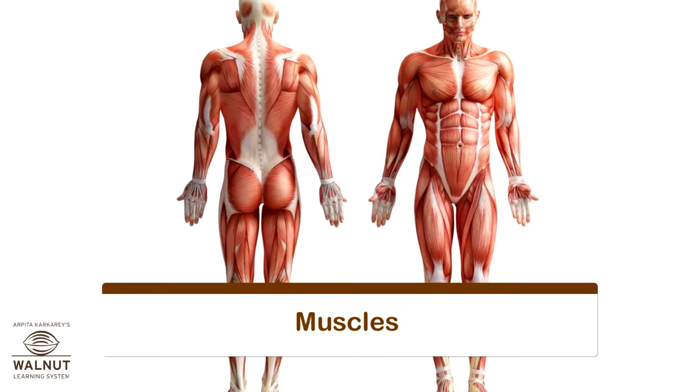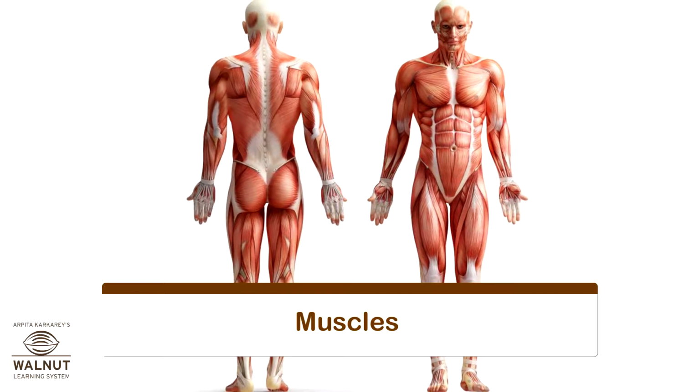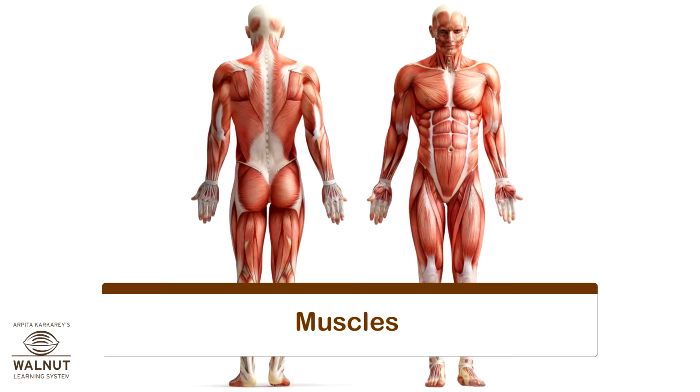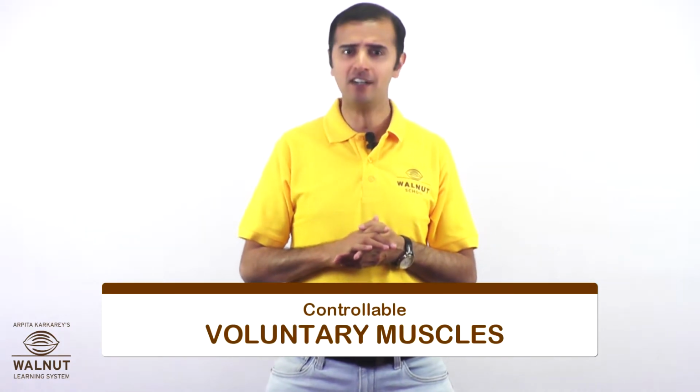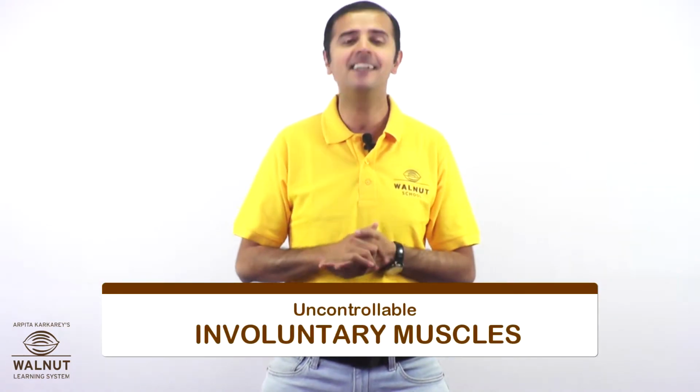As you know, we can control some muscles in our body, and we cannot control some muscles in our body. The muscles that we can control are called voluntary muscles. The muscles that we cannot control are called involuntary muscles.